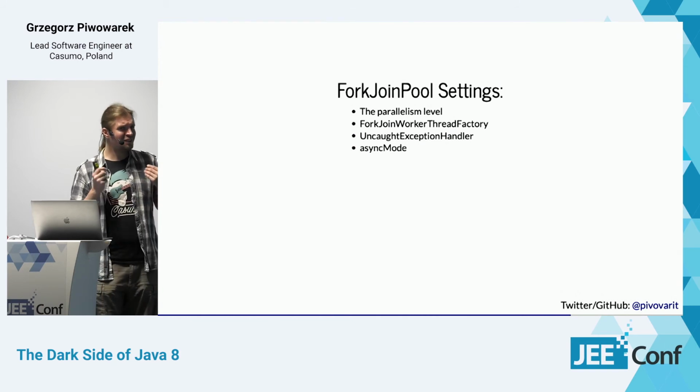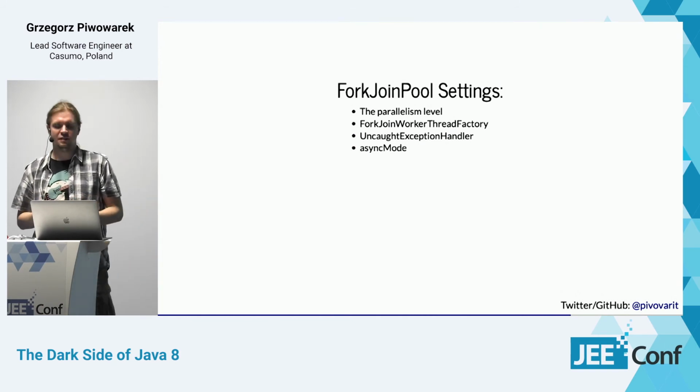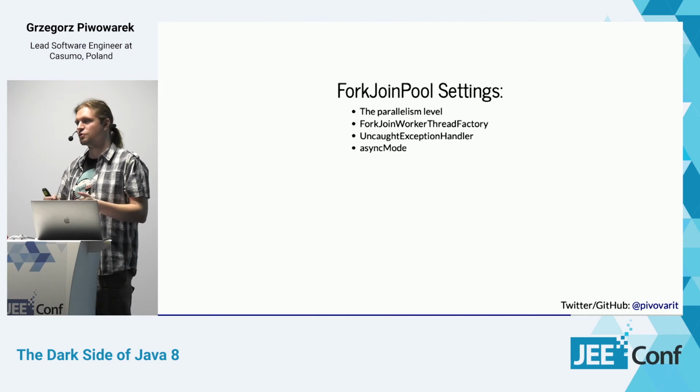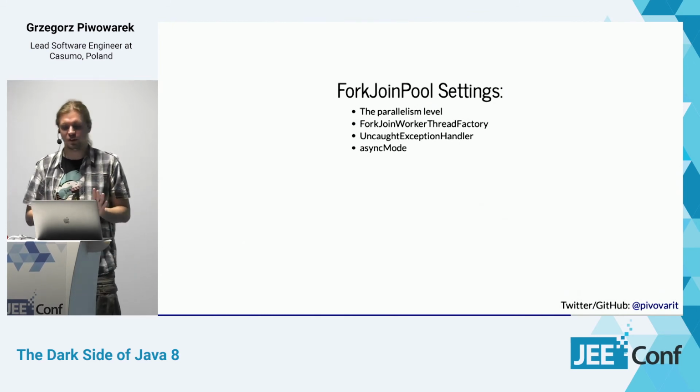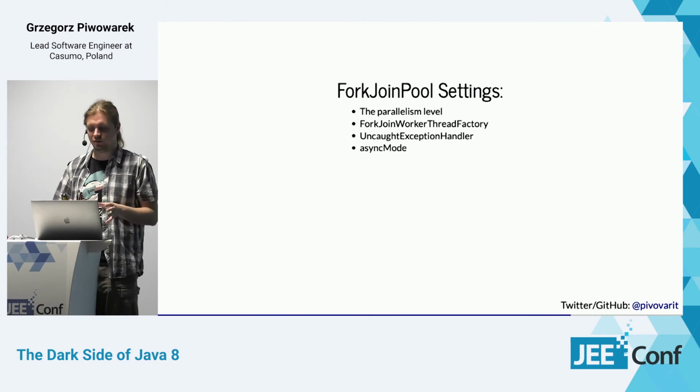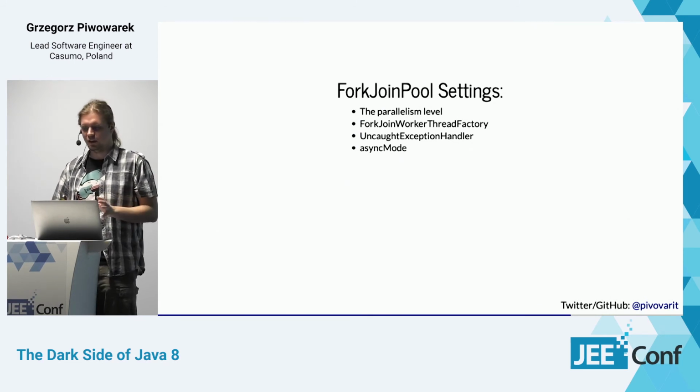But if you really need to, there are certain settings that you can set when creating your own custom fork join pool. It's like parallelism level, fork join worker thread factory, uncaught exception handler, and async mode. I don't really know what async mode does.